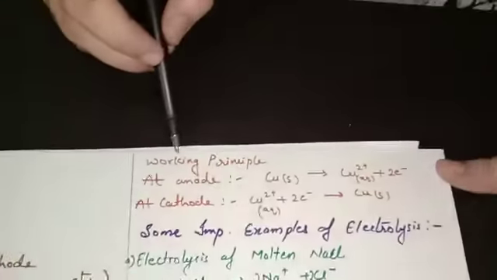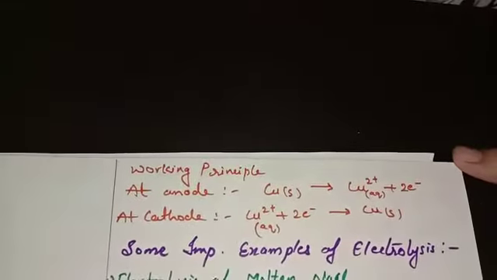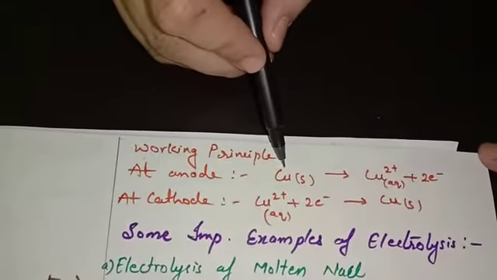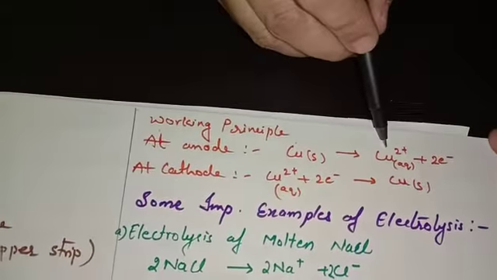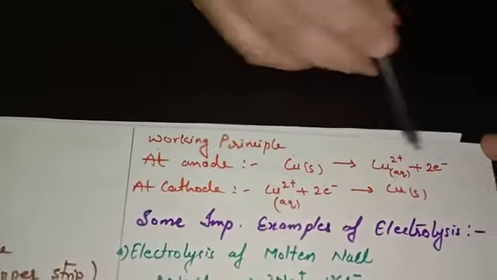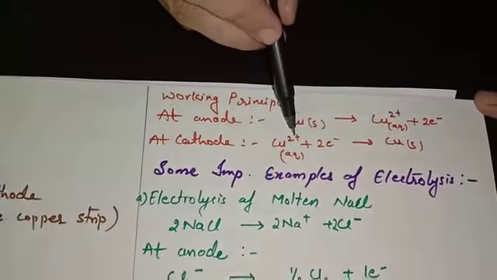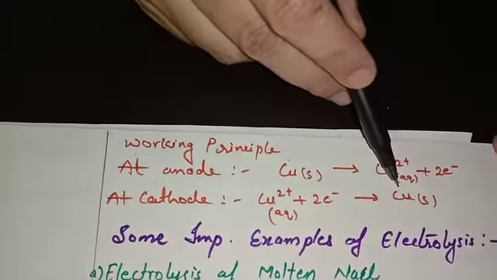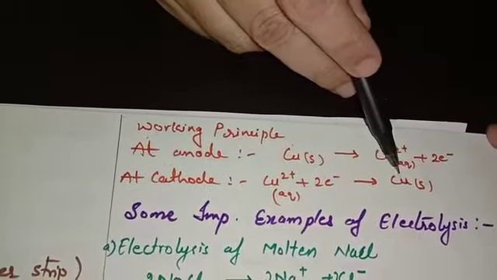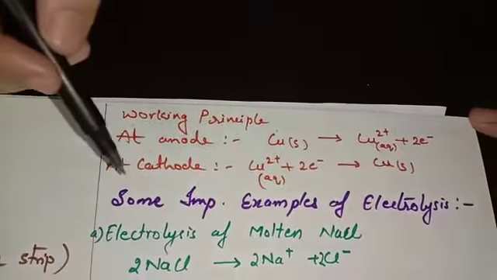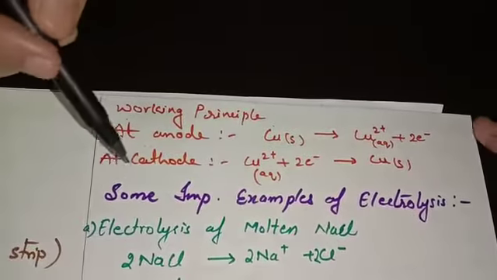Now if we see the same example, that is the working principle of the electrolysis process, at the anode the copper rod, that is the impure copper rod, dissociates into copper ions by losing 2 electrons, whereas at the cathode, reduction takes place and these copper ions gain electrons and get converted into pure copper. As it is converted into pure copper, it starts depositing at the cathode. So after some time the cathode becomes thick, whereas the anode becomes thin.